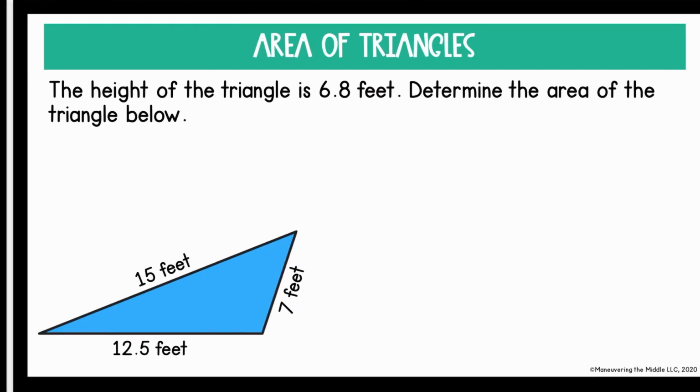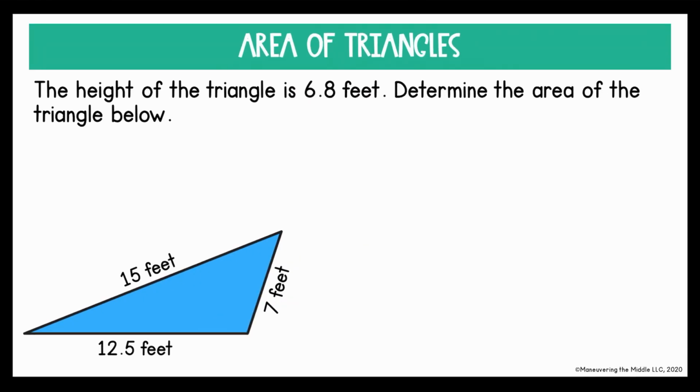There's my label. Okay, now this one is a little bit different. It's that triangle where the height is not as clear. It says the height of the triangle is 6 8/10 feet. So it tells us that information. Determine the area of the triangle below. So you want to look really carefully. It's telling us the height, so we can go ahead and sketch that in if we want, and we could label that as 6 8/10 feet.